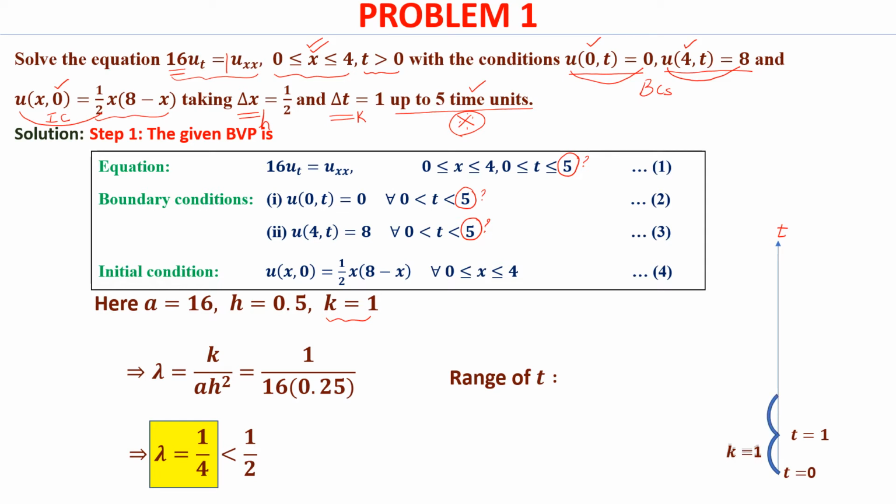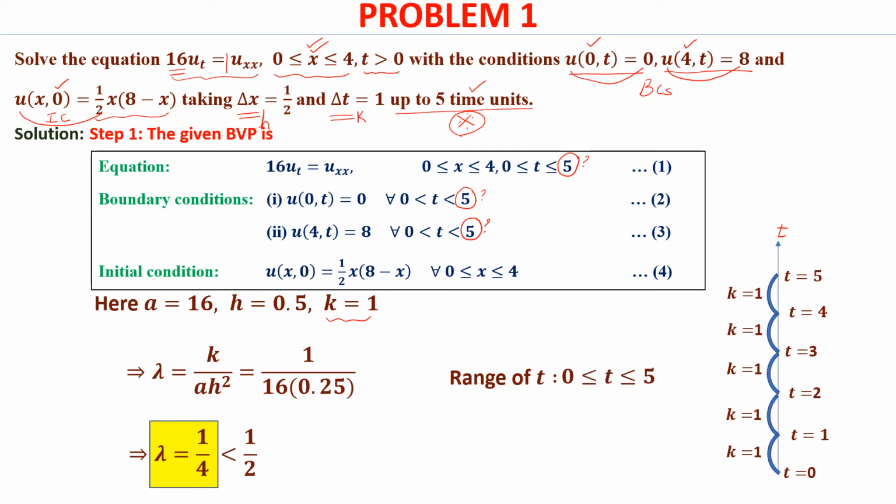So let's take the second time step, another k equal to 1. Where did you reach? T equal to 2. Take the third time step, k equal to 1 again. Where did you reach? T equal to 3. Take the fourth time step, again where did you reach? K equal to 1. T equal to 4. Take another time step, k equal to 1. Where did you reach? T equal to 5.